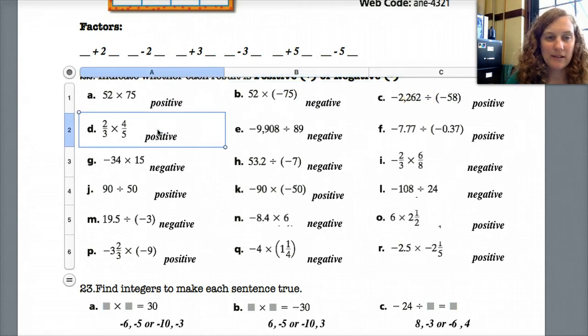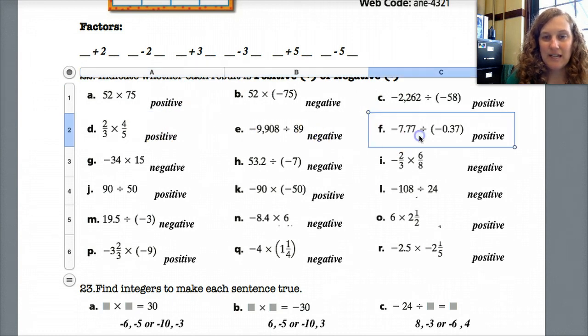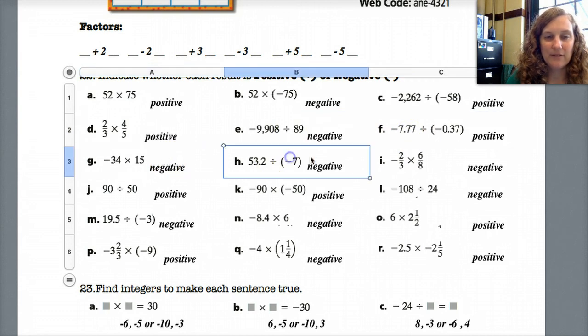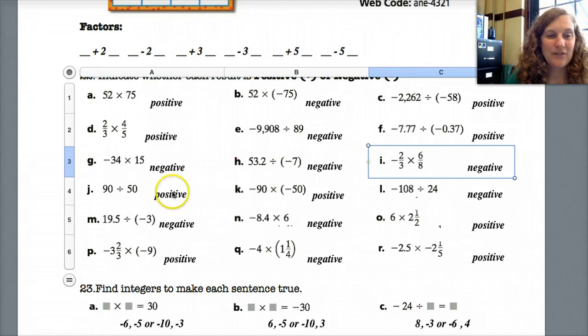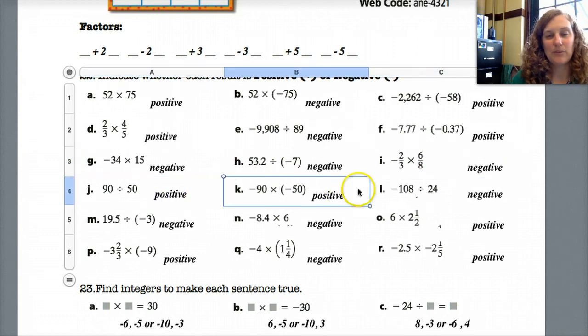Positive times a positive is positive. Negative times a positive is negative. Negative times a negative is positive. Negative times a positive is negative. Negative times a positive is negative. Negative times a positive is negative. Positive times positive is positive. Negative times negative is positive.